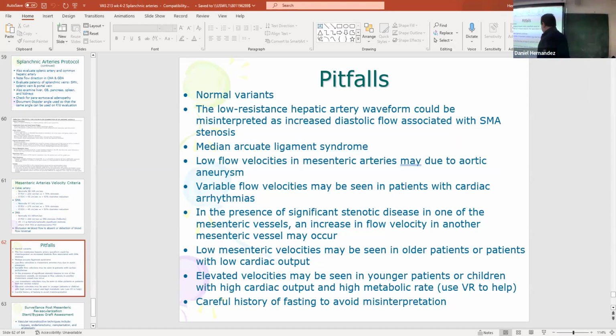You might see elevated velocities in younger patients, so if you're doing this on a younger patient, just keep in mind age plays a part in that as well.